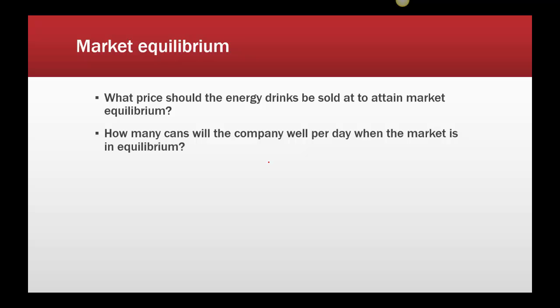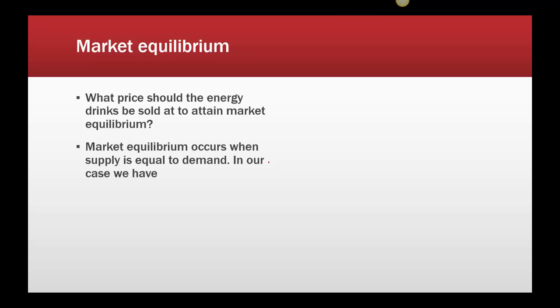Okay, so once we know supply and demand, let's talk about market equilibrium. So we want to find the price that drinks should be sold at to attain market equilibrium, and then how many cans they'll be able to sell. So first, let's say, well, what is market equilibrium? Market equilibrium is when supply is equal to demand. So both things are happy, they're equal. The amount being supplied is equal to the amount being demanded, so there's no leftovers, right?